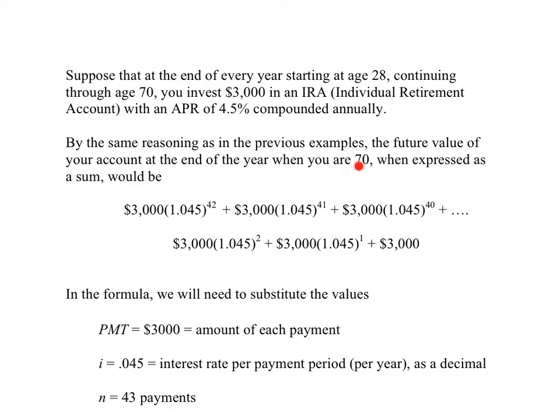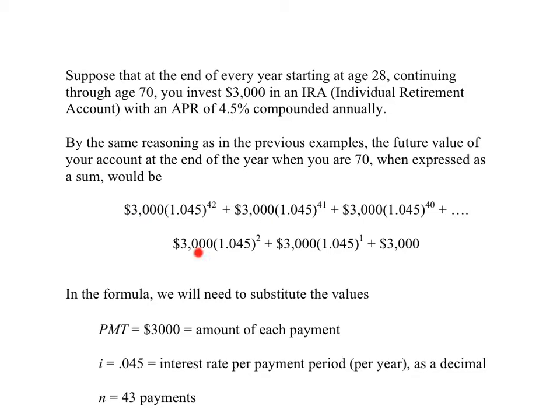We are presuming here, as we have in previous examples, that this language means that when you're 70, you're also making one last deposit. As we've understood before, this sum expresses the value of this retirement account at the end of this period, at the end of the year when you're 70.